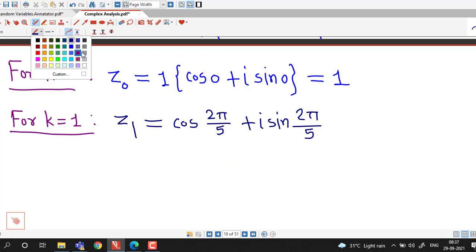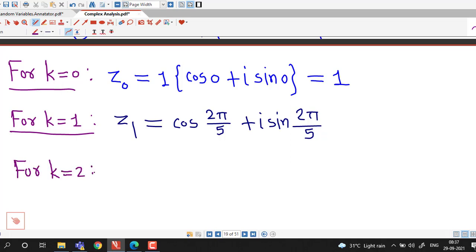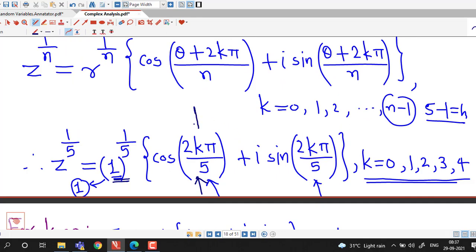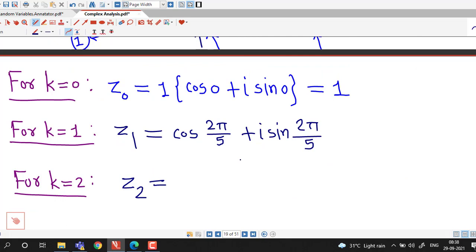Now we substitute k equal to 2, and we write the root corresponding to k equal to 2, which we denote by z suffix 2. Here we have to put k equal to 2, so we have 2 into 2, 4 pi by 5. So the root is cosine of 4 pi by 5 plus i sin 4 pi divided by 5.